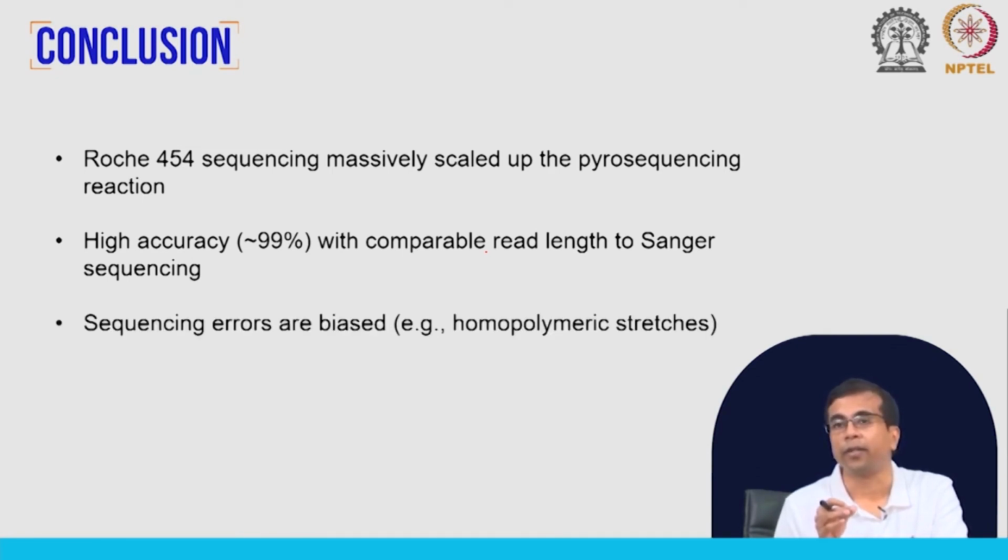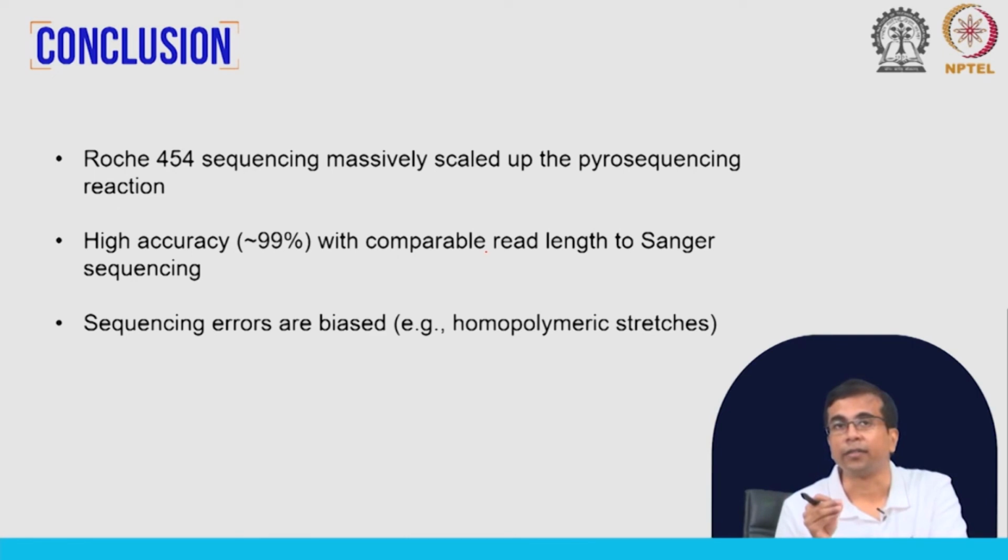Of course, this is not perfect; there are some drawbacks. One drawback is that it is very expensive because it utilizes so many enzymes and reagents, and it could not compete with the newer technologies that were much more affordable compared to 454. This is the reason why 454 was closed down in 2013.